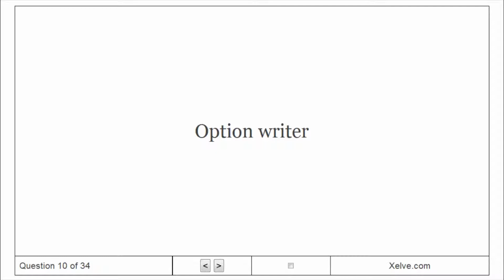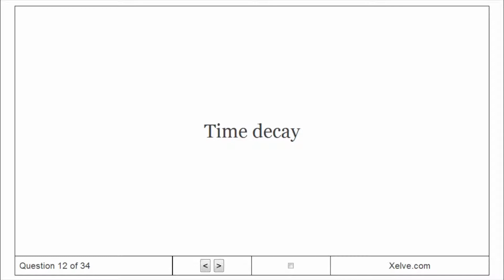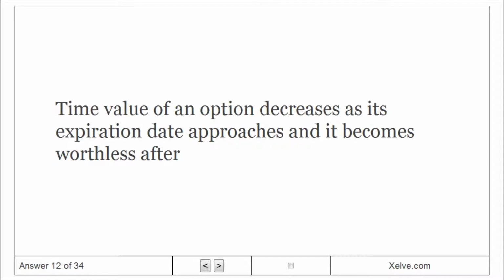Option writer. The option seller. Option premium. Price paid to acquire the option. Time decay. Time value of an option decreases as its expiration date approaches and it becomes worthless after.